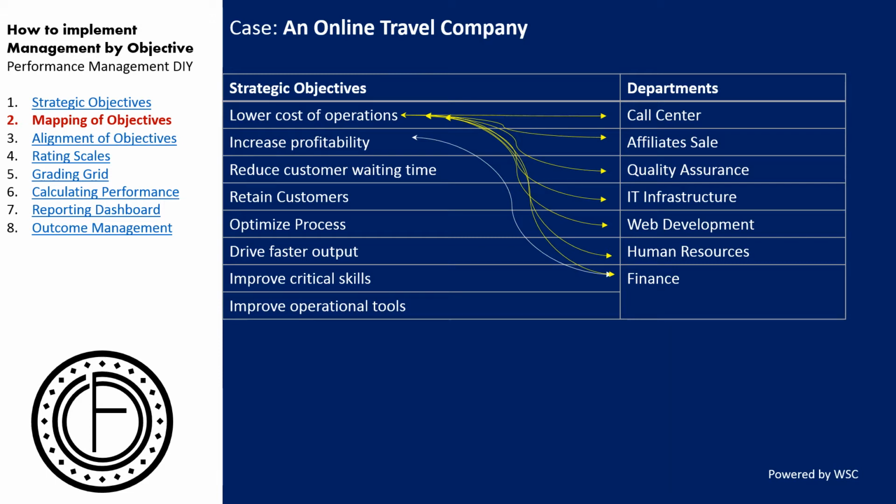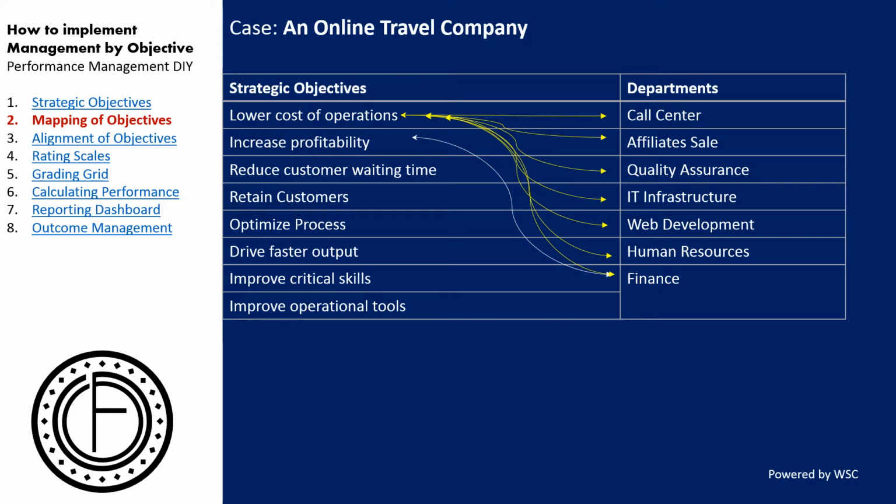Then to your right, we have the departments within this online travel company. In this company, we have the call center, affiliate sales, quality assurance, IT infrastructure, web development, human resources, and finance. If you look at each of these strategic objectives, the question you want to ask yourself is, which of these strategic objectives speaks directly to a particular department within the organization? The first one here is lower cost of operations.